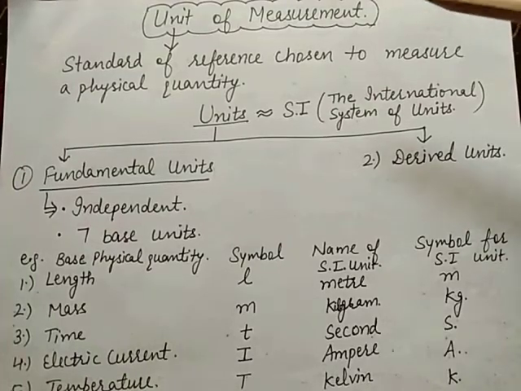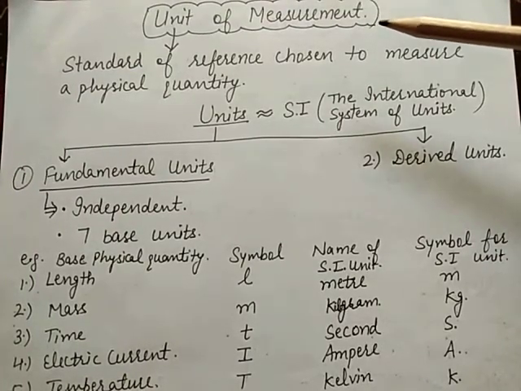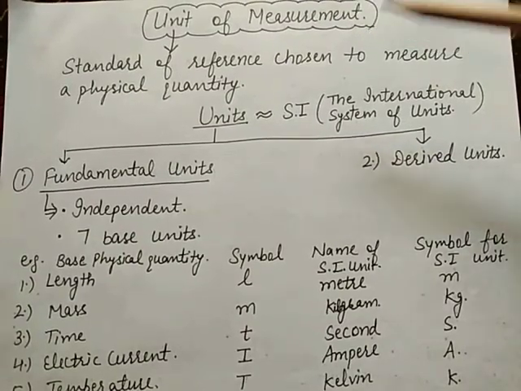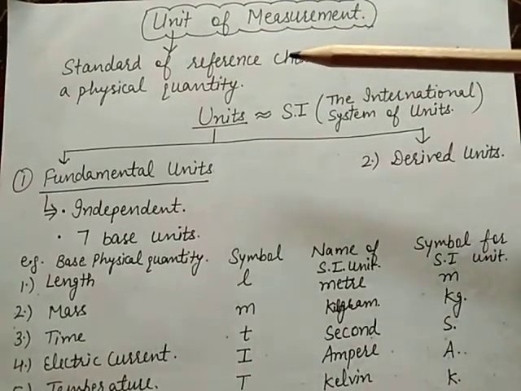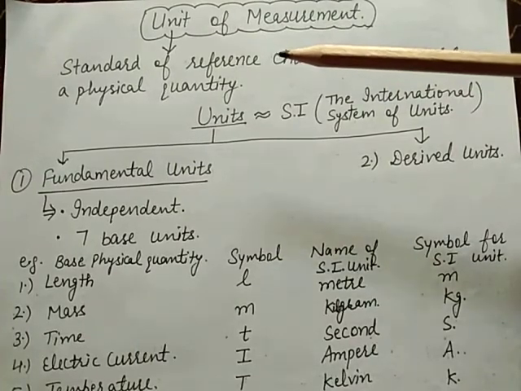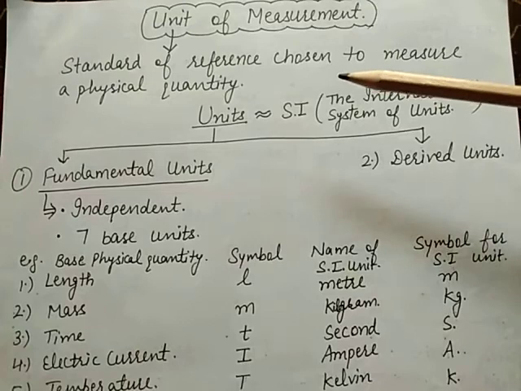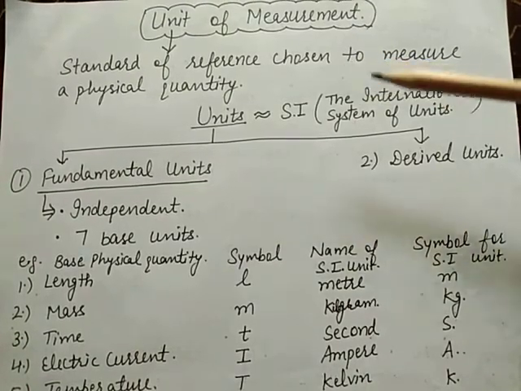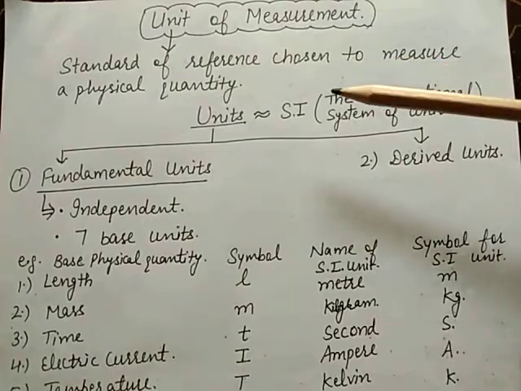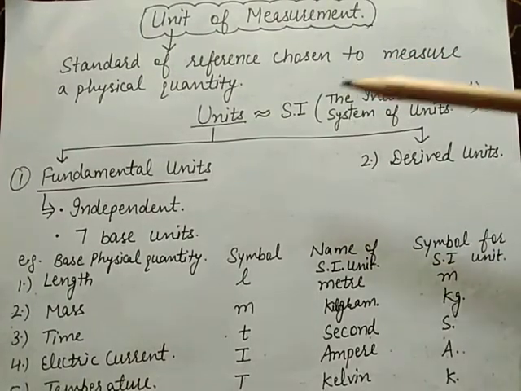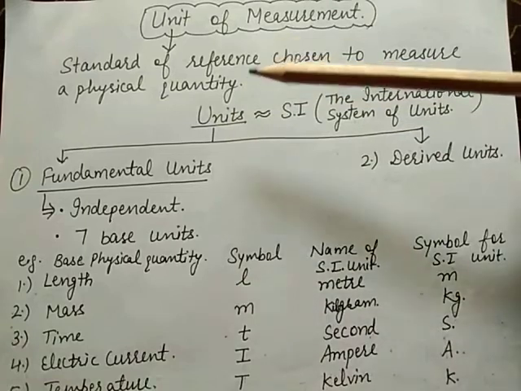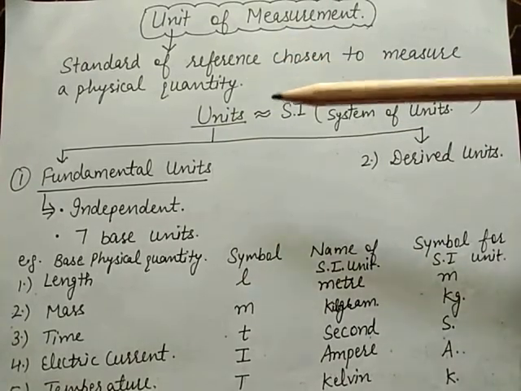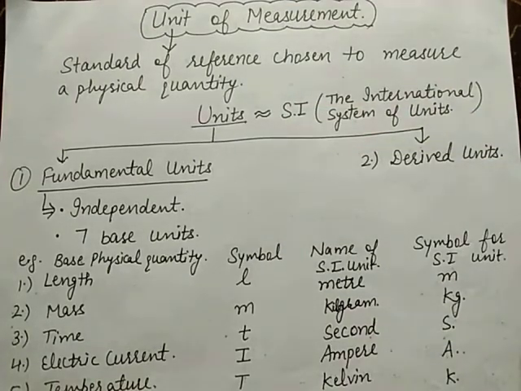Now the next topic is unit of measurement. First of all, how will you define the unit? Unit is a standard of reference chosen to measure a physical quantity. What do you mean by physical quantity? Several properties of matter like length, area, volume, etc. that are quantitative in nature. So all these are physical quantities. To measure these physical quantities, a standard form is chosen. This form is called unit.